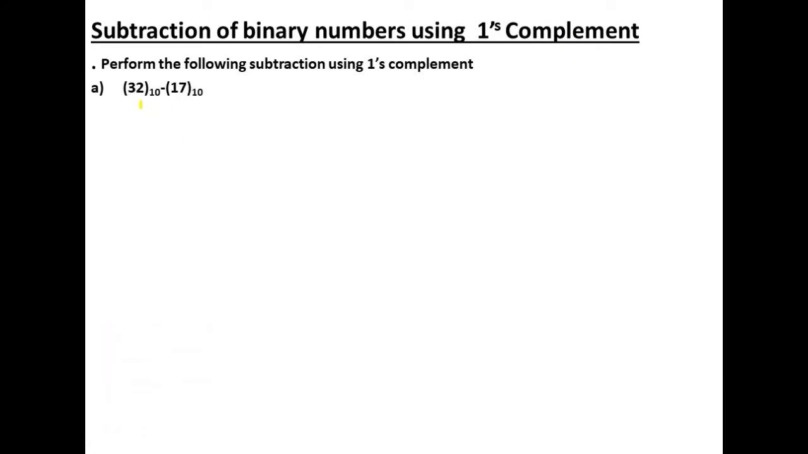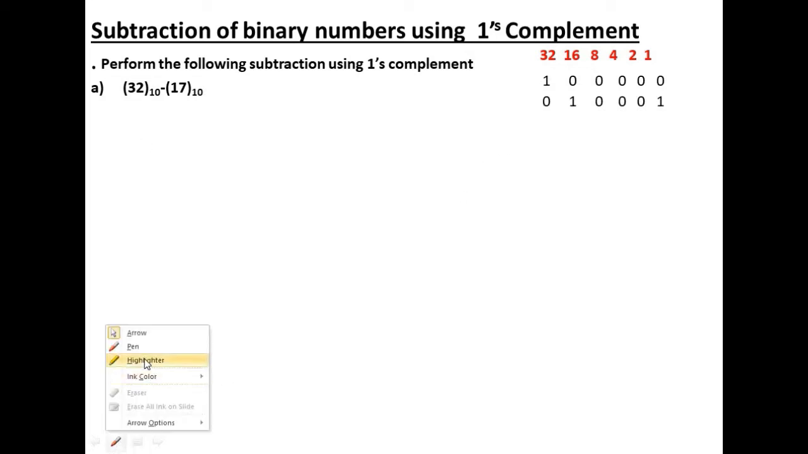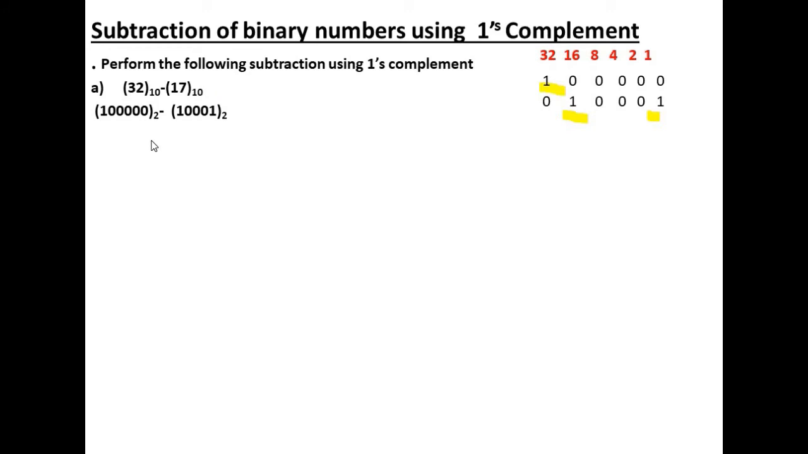Two numbers are given in decimal, so we have to convert them into their binary equivalents. We are going to use the sum of weighted method. Here we see that this is the equivalent of 32 and this is the equivalent of 17. 16 plus 1 is 17, and this is 32. So we have got 32 minus 17, and we have converted the decimal numbers into equivalent binary numbers.